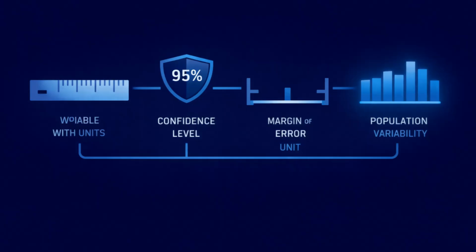For example, you might want the average commute time to be within 2 minutes or the average cost to be within $10. Fourth, provide an estimate of the population variability. This is usually done using an estimate of the standard deviation. This estimate can come from previous studies, historical data, or a small pilot sample.